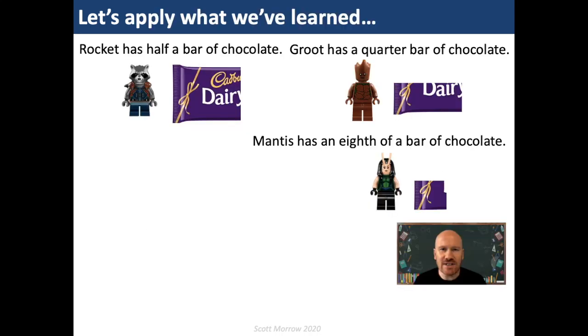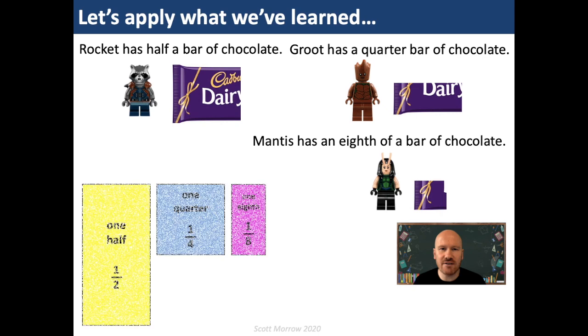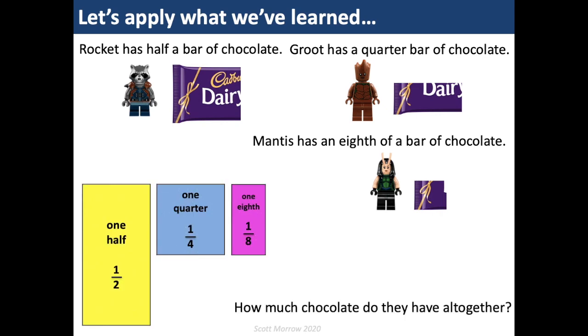The last thing I'm going to ask you to do today is, can you apply what we've learned? So as a class, I'd like you to discuss, analyse and solve the following problem. Rocket has half a bar of chocolate, Groot has a quarter of a bar of chocolate, and Mantis has an eighth of a bar of chocolate. So we can use those fraction cards to represent those, and I want to know how much chocolate do they have altogether.